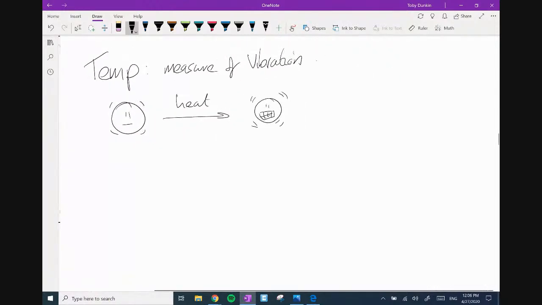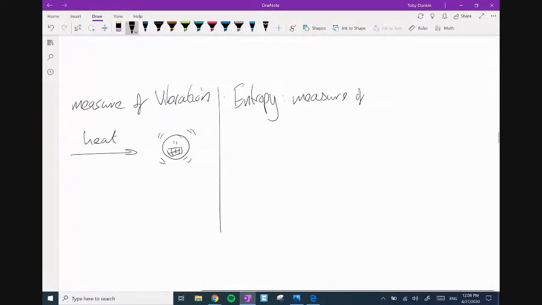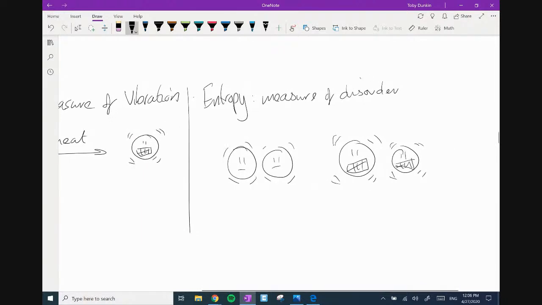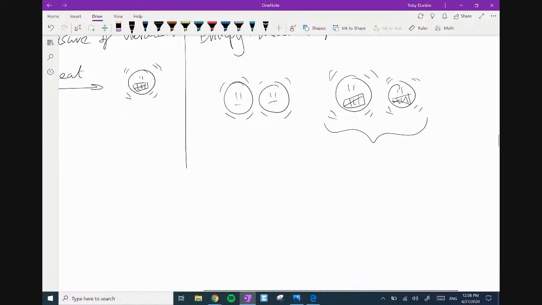But what we also know is that entropy is a measure of disorder. And we know that if you've got particles like this, they are going to have much more order than these guys, who are going to be far more chaotic. Yeah, we know that. So since temperature increases, there we go, more chaos. You need to know the graph for it.